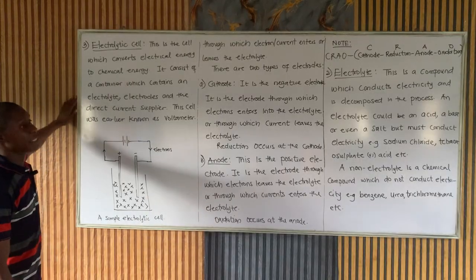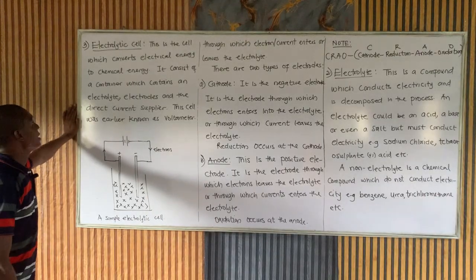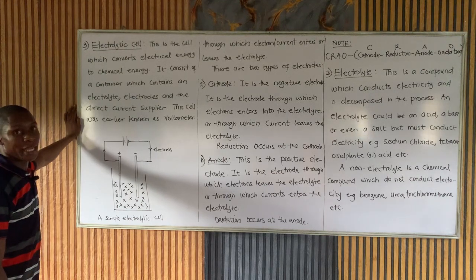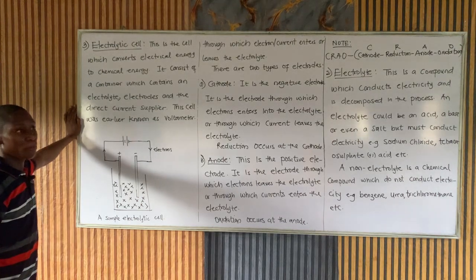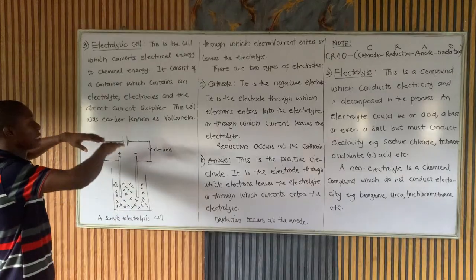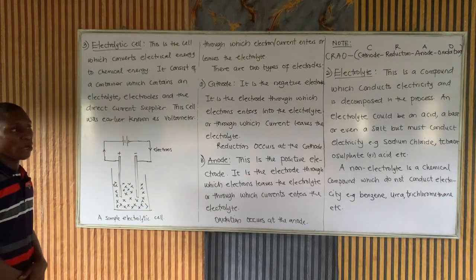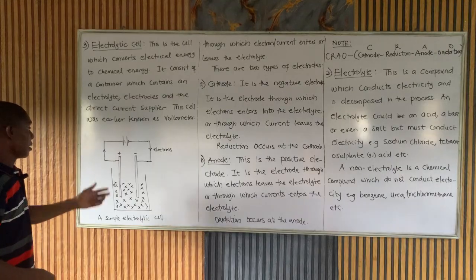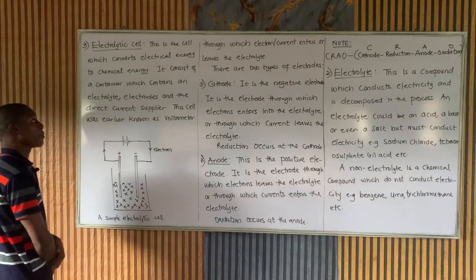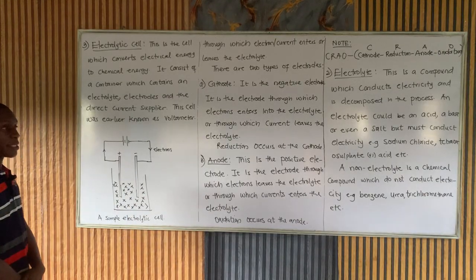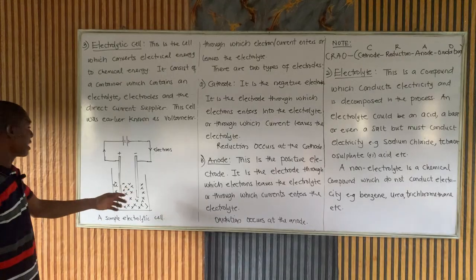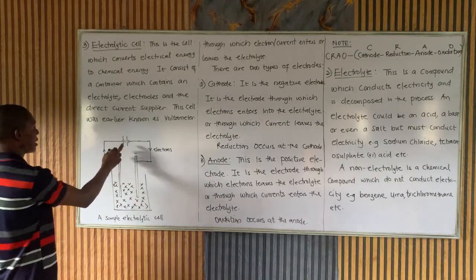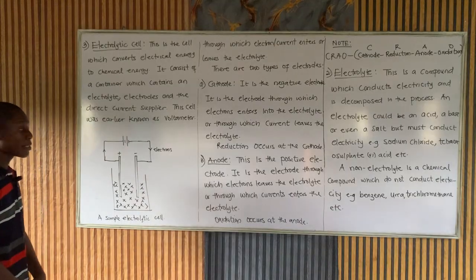And so we look at the next term now. Another term is the electrolytic cell. This is the cell which converts electrical energy into chemical energy. Or simply put, it is the whole assembly of the process of electrolysis. And so this is a simple electrolytic cell. It contains a container, the electrodes, and the direct current supplier.